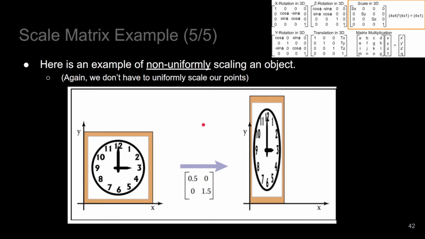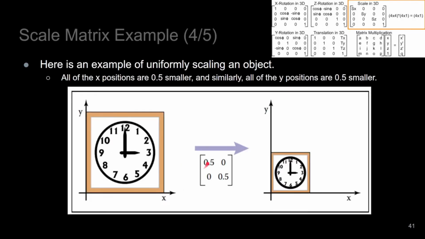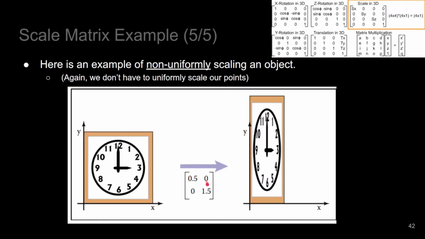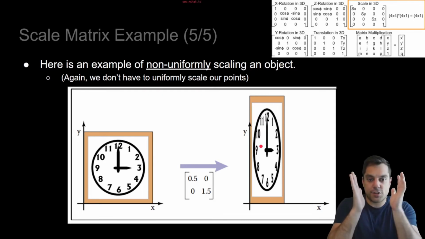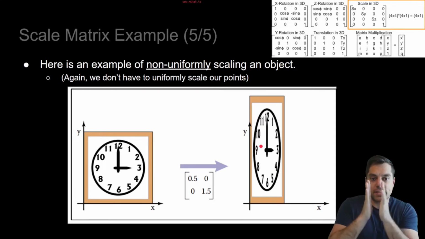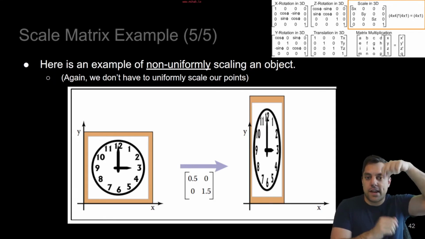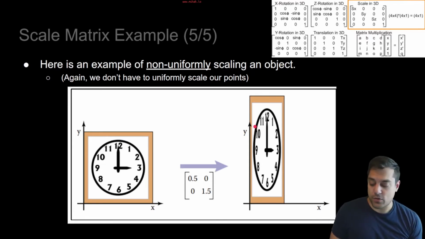Now you don't always have to scale things uniformly, right? The diagonals can be different. So this one was 0.5, 0.5. This one's 0.5 by 1.5, right? So this effectively is like squishing the clock because the x coordinate's getting smaller and then lengthening it out on the y coordinate here, okay?